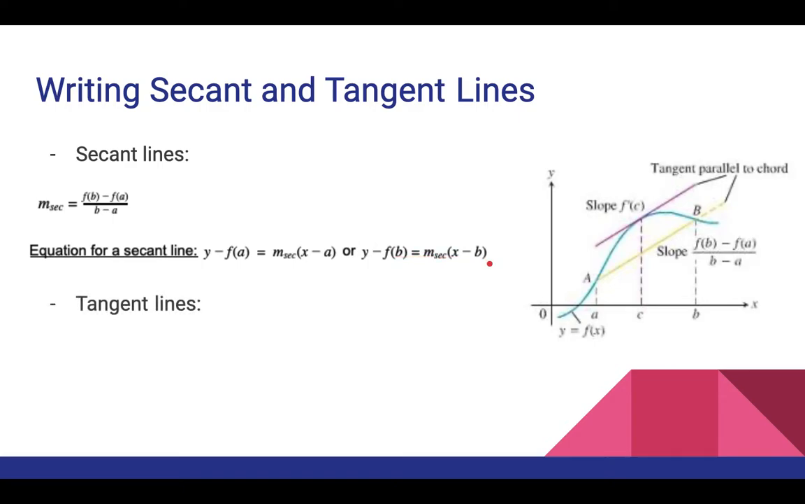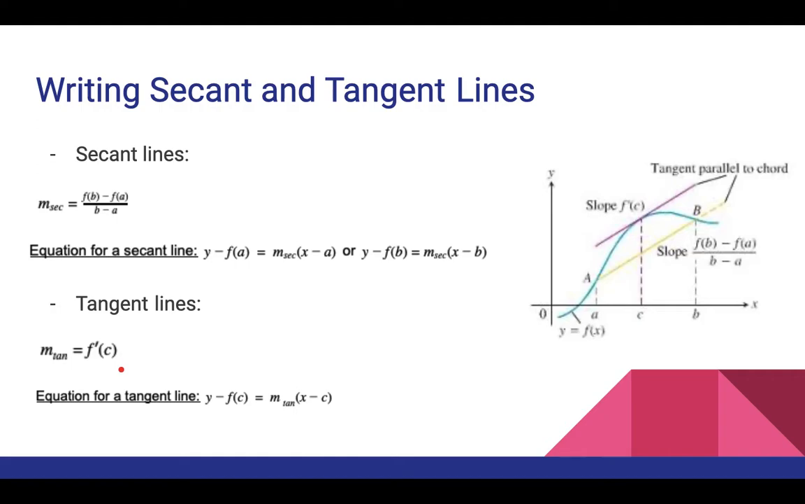For tangent lines, the logic is the same, except now instead of computing the slope of a secant line, we're calculating the slope of a tangent line at a specific point x equals c. In order to calculate that slope, that's just a derivative, we calculate our derivative at point x equals c. So the slope of our tangent line is the derivative at x equals c.